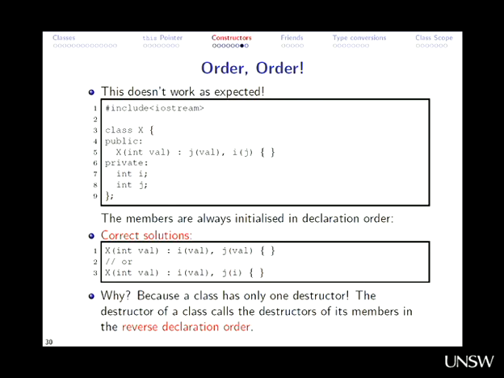Also note when we talk about destructors, destructors work in the opposite order. We'll talk about destructors, I think, on Thursday. Destructors work in the exact opposite order to constructors. So the destructor for this would destruct J before it destructs I.